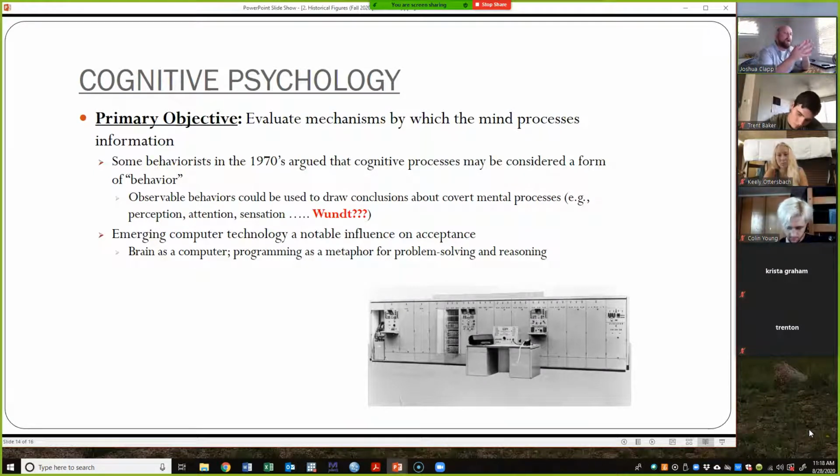And so what the cognitive psychologists were doing is saying, okay, how can we use observable behaviors to start to draw conclusions about stuff that's going on in my head, right? Perception, attention, sensation. So again, if you're thinking back, this is a lot of the same stuff that the structuralists were interested in, right? These sensations, how the brain is processing stuff.